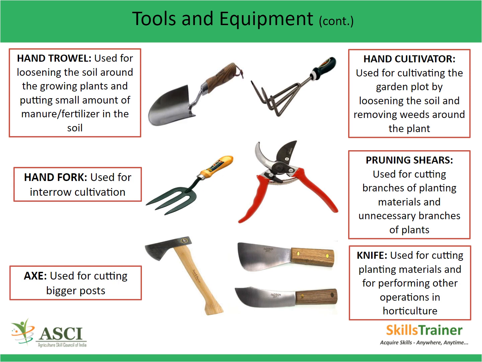Axe, used for cutting bigger posts. Hand cultivator, used for cultivating the garden plot by loosening the soil and removing weeds around the plant. Pruning shears, used for cutting branches of planting materials and unnecessary branches of plants. Knife, used for cutting planting materials and for performing other operations in horticulture.